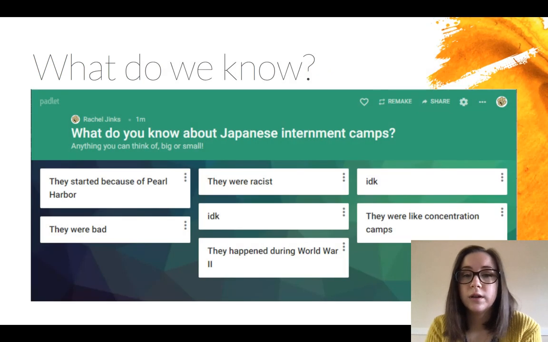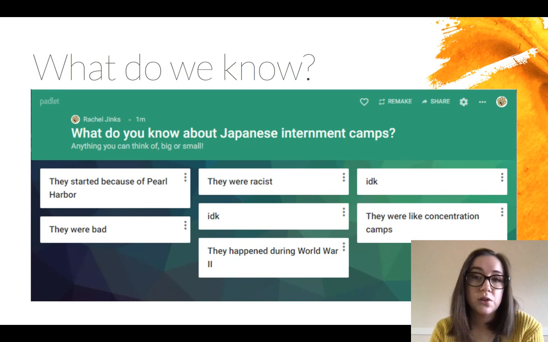So, what do we already know about Japanese internment camps? And like I said, you should have learned about this in history. So, go ahead and go to the Padlet and just type anything that you know about Japanese internment camps. And if you don't remember, that's okay. You can just put, I don't know.